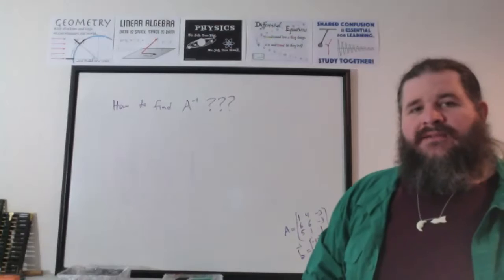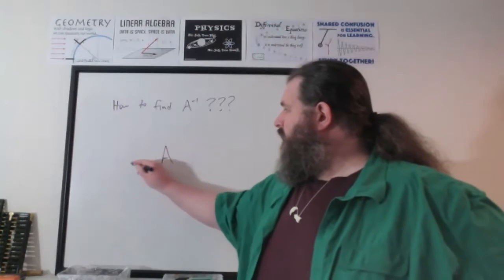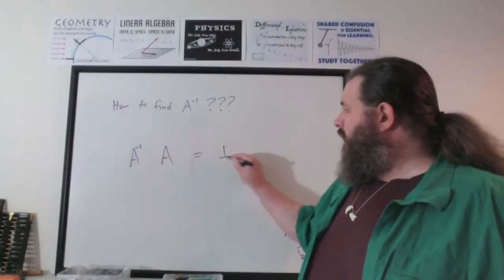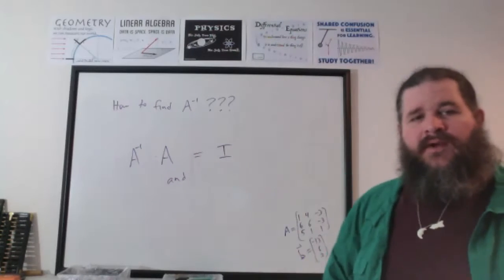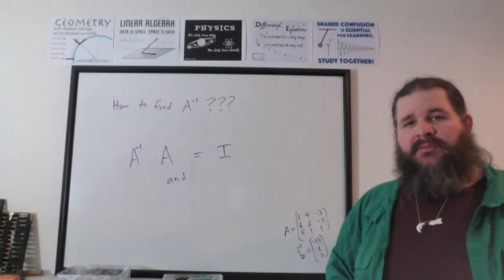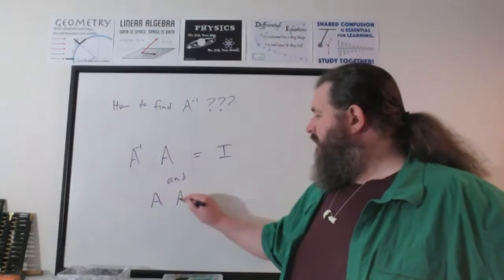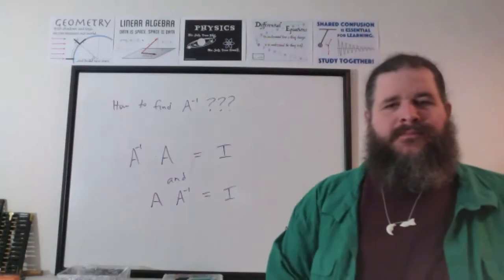first of all, to even be invertible in the first place, by definition, we want A times A inverse to equal the identity matrix. And we also want that to work in reverse. This is one of the rare instances where matrix multiplication is commutative. We want A times that same inverse matrix to also equal the identity matrix.